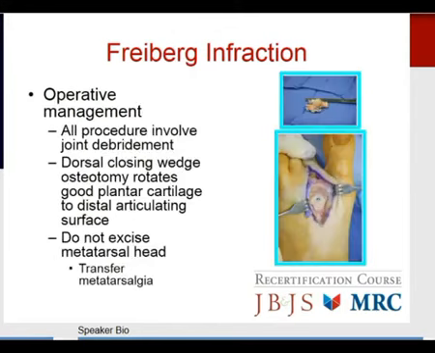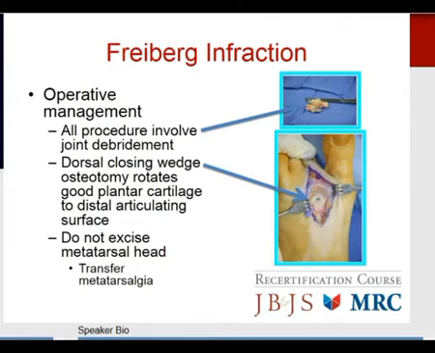Operatively, we want to first begin with some type of joint debridement, removing all of that bad tissue around that site, and then we want to get good cartilage present at the level of that joint surface itself. Fortunately, in Freiberg's infraction, it rarely affects the plantar cartilage. So instead what we do is a dorsal closing wedge osteotomy of that metatarsal head itself and derotate that plantar cartilage to let it articulate normally across that interface.